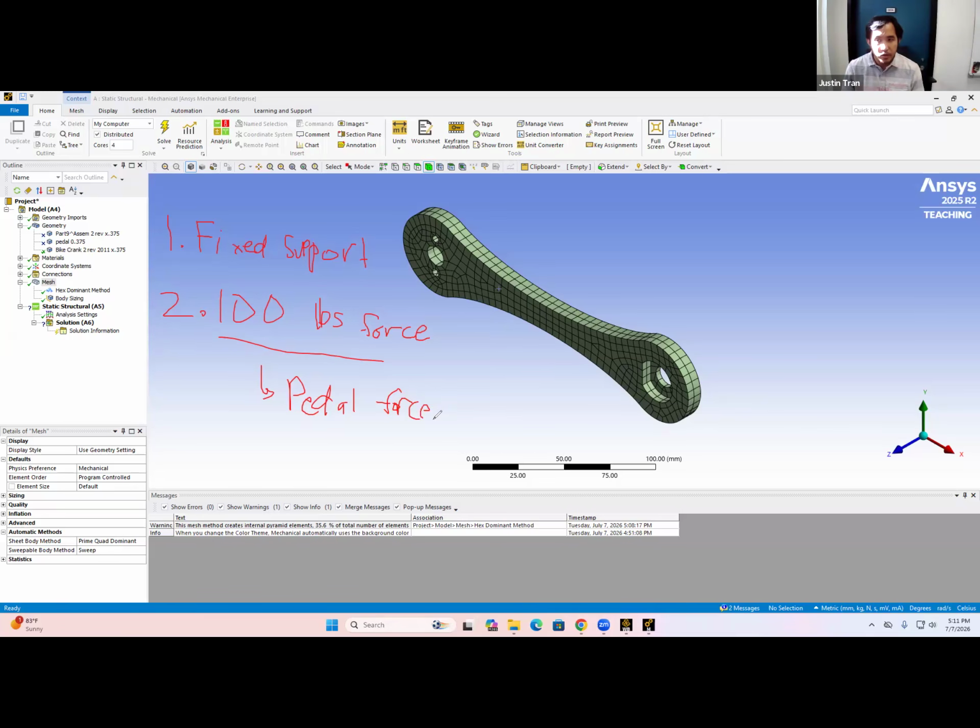So that's your hint in terms of where you're going to apply this 100-pound force. The other hint, in terms of the direction, is that you want to choose a direction that's going to cause the most stress within this bike.